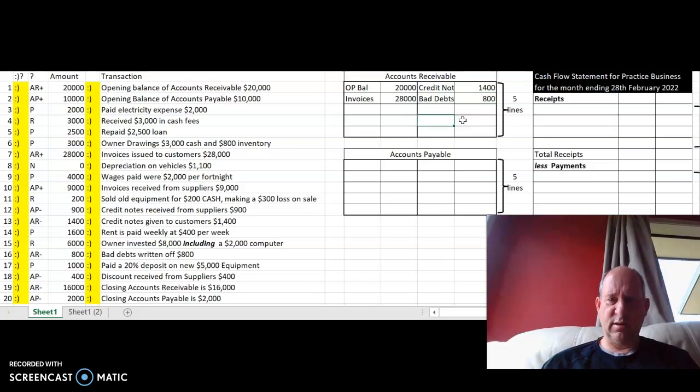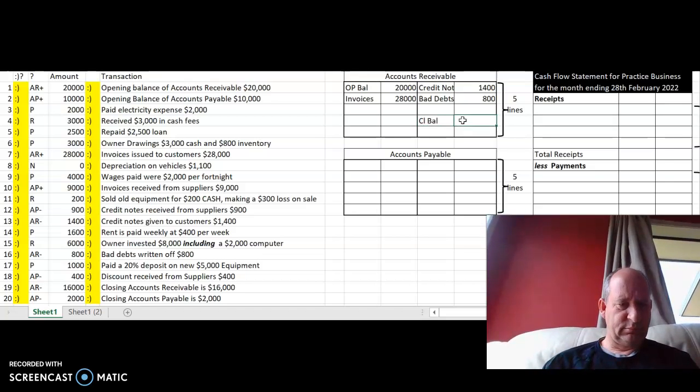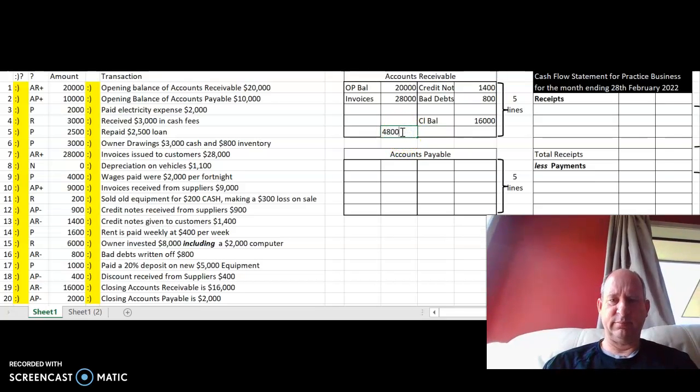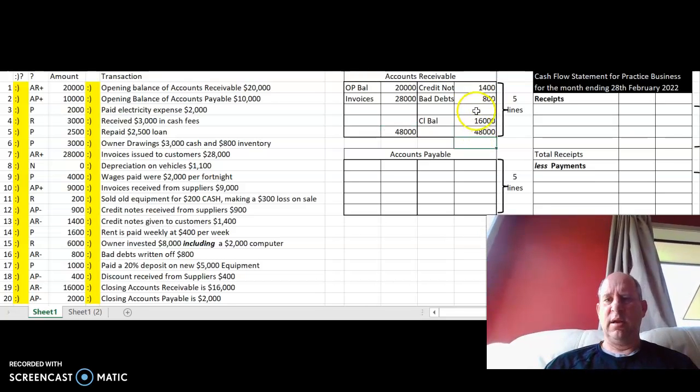And before we get to the end, we'll just leave a gap and write closing balance. Closing balance is 16,000. Alright, then we total the highest side. So that's this side, so we'll write 48,000. And transfer that 48,000 across. And this gives us this critical part we're trying to find here.